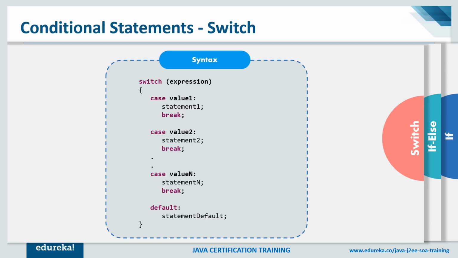But in case of ladder if else, if the last condition is the one supposed to match, the above conditions will be tested before that last condition comes into action. So switch is more effective. So guys, let us see one quick example on conditional constructs.